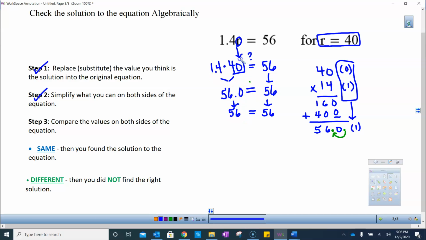So 40 is the solution to this equation, because when I plugged it in and I did the math, the left side of my equation, when I compared it, came out the same as the right side of my equation, which tells me I have the right solution. And you're done.